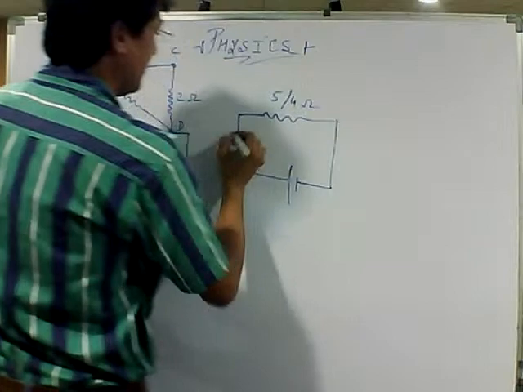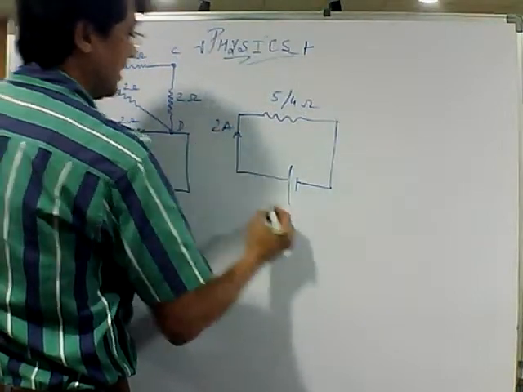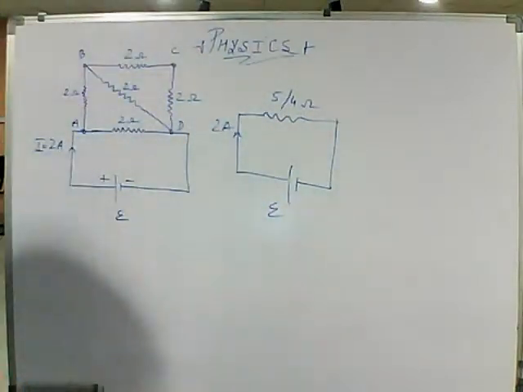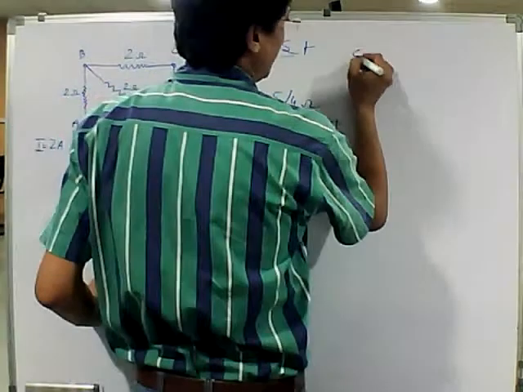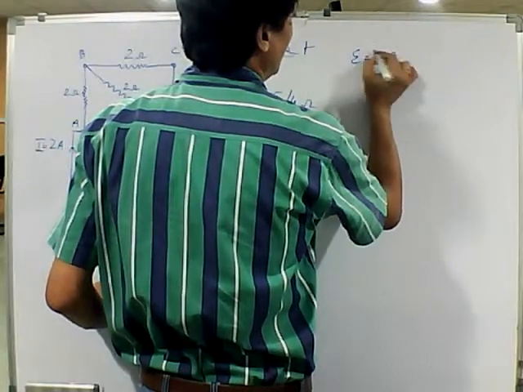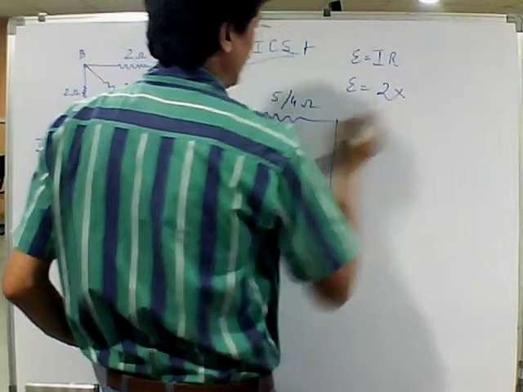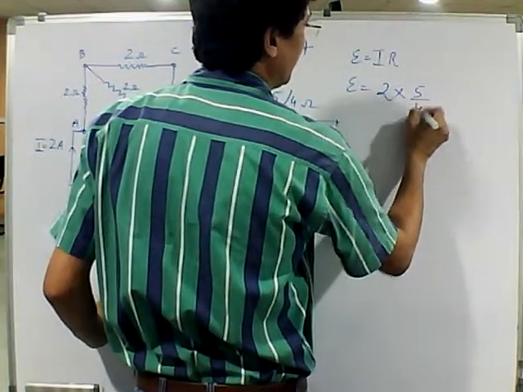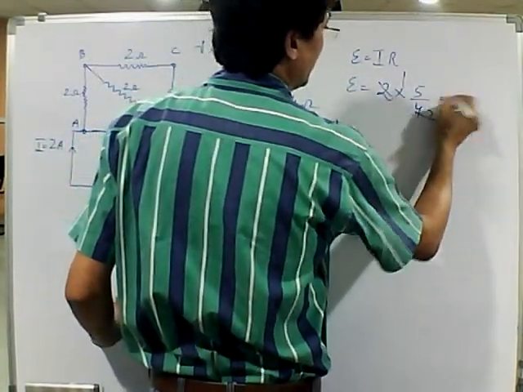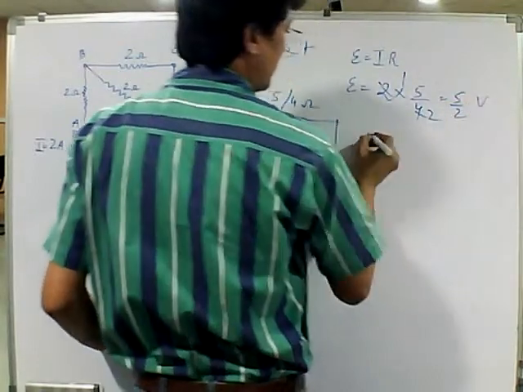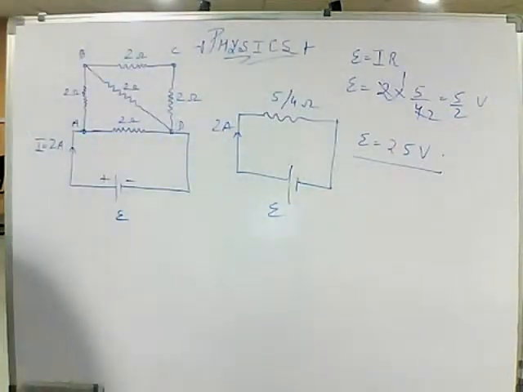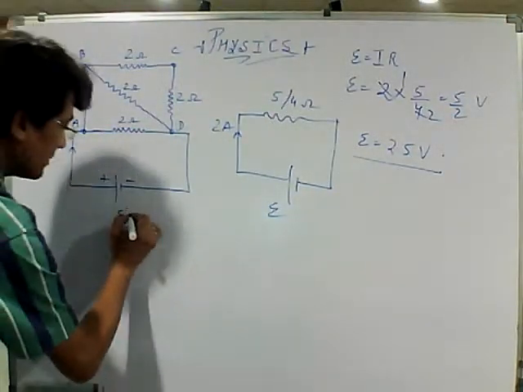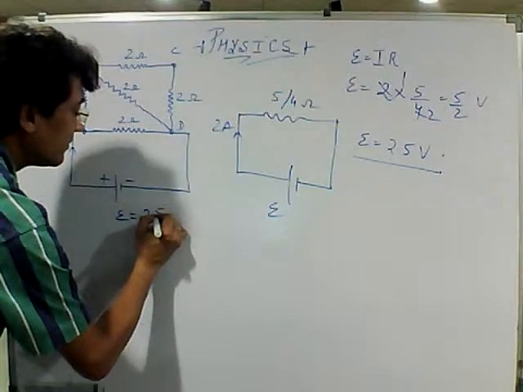5 by 4 ohm, a current of 2 ampere, and we have a potential battery E. So now we very well know by applying Ohm's law, E is equal to IR. E is equal to I into R. So E will be equal to, I is how much? 2 multiplied by R, which is 5 by 4. So I'll get 5 by 2 volts. So therefore I'll get E as 2.5 volt. So one part is clear, that is potential E is equal to 2.5 volt.